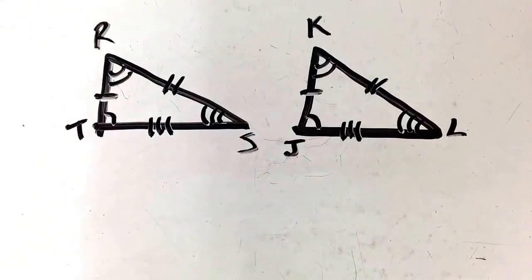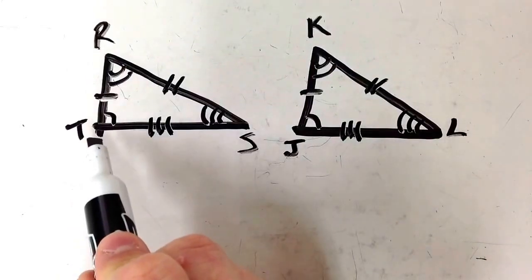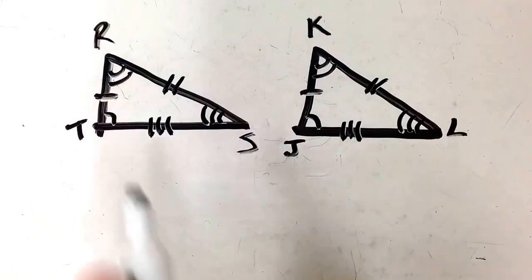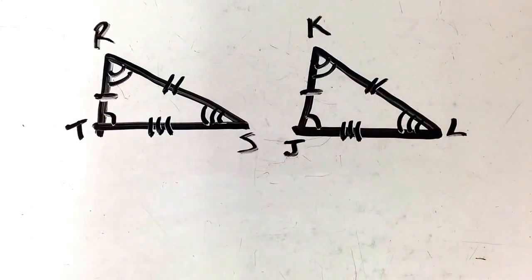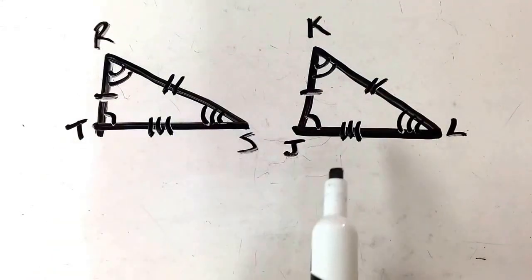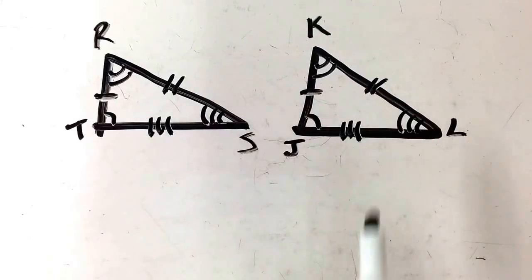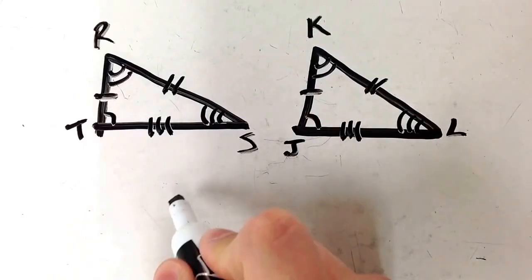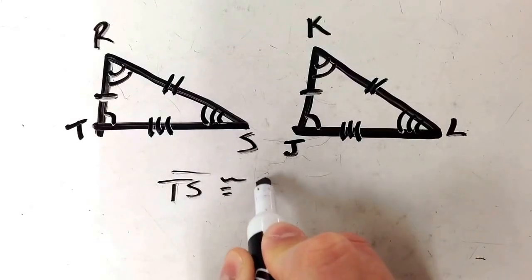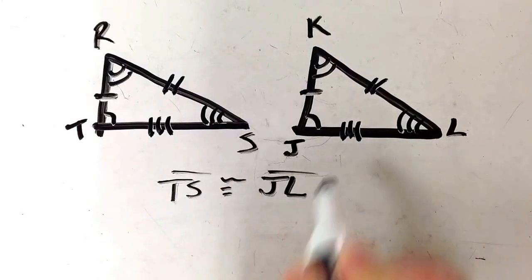Now the same thing for the dash marks. Take a look. Line segment TR has one dash in it. Line segment JK, and I'm not just kidding, has a single dash in it. And so that means these two lines are equal measures. Likewise, look at TS and JL. Both have these three dashes in them, meaning that line segment TS is congruent to line segment JL.